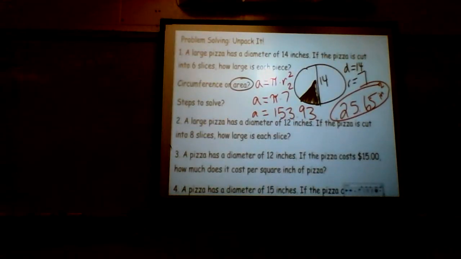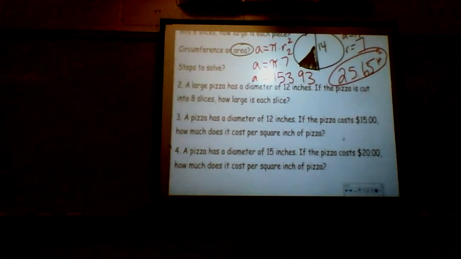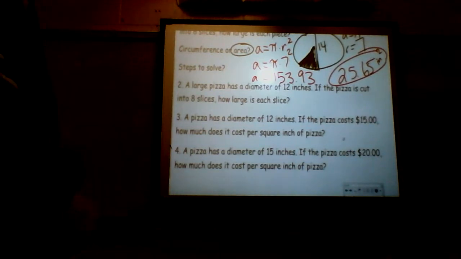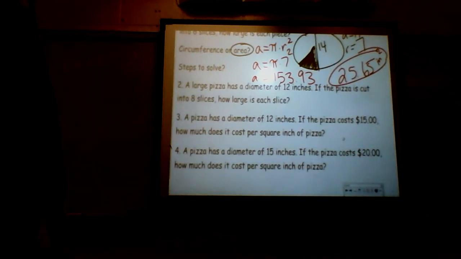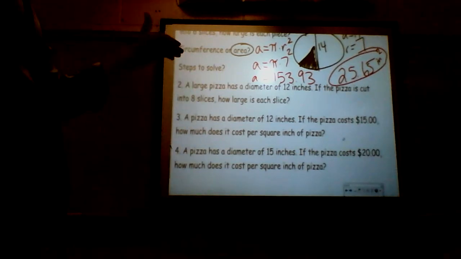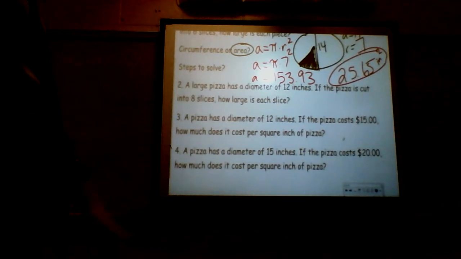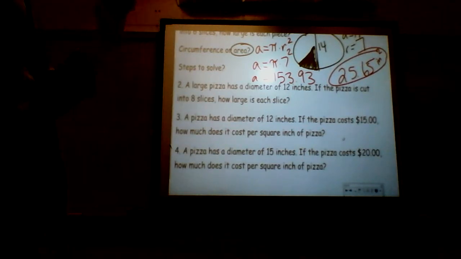On problems 2, 3, and 4, the best way for you to do this is to follow the example and use your brain. Think about it. Draw the pizza, label the diameter, label the radius. Figure it out. Pause the tape. Complete problems 2, 3, and 4 now.